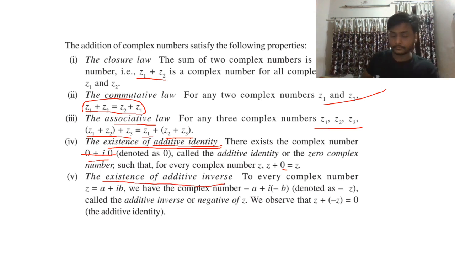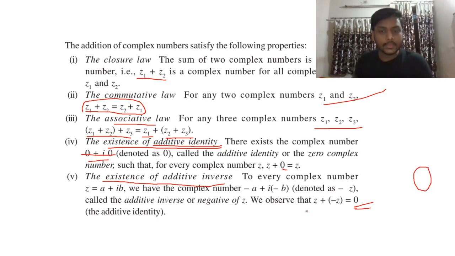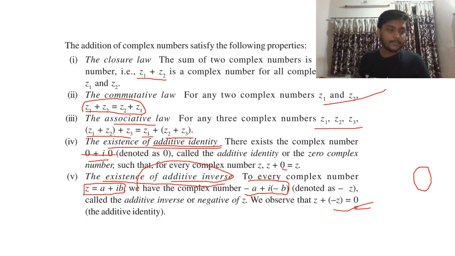Then we have the existence of additive inverse. What is additive inverse? It is something that when I add this complex number to the given complex number, I should get 0. I should get a big 0. So what does it mean? It means that if I have a complex number that is a plus iota b, and I add the negative of that complex number, that is minus a plus iota times minus b, this will give me 0. So this is known as the additive inverse of a given complex number. So if I have a complex number z, then its additive inverse will be minus z.